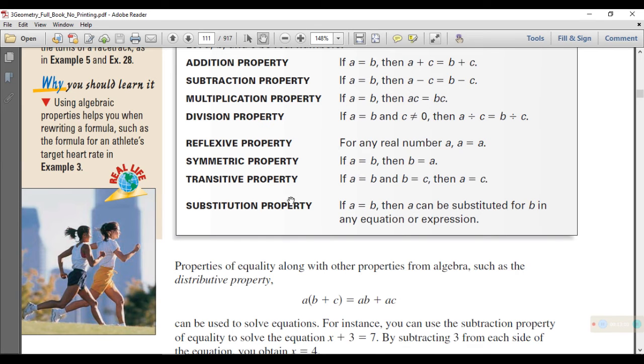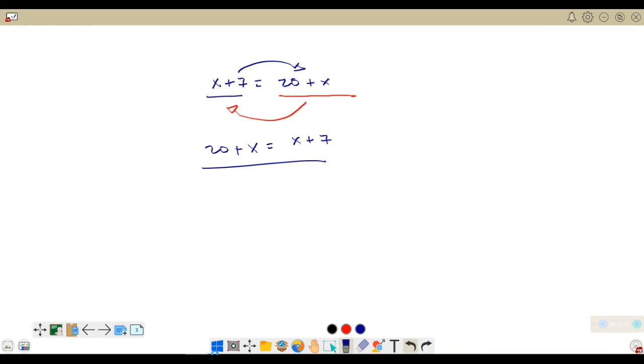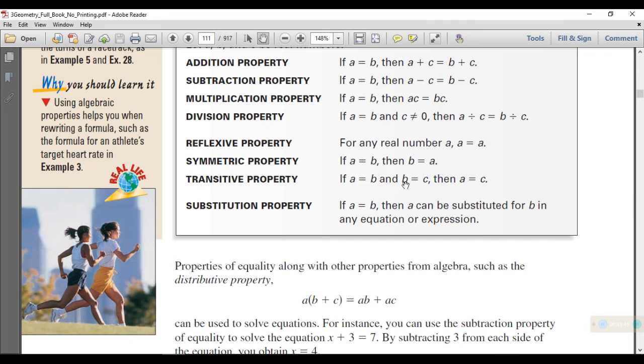Ito, maganda to. So, for transitive property of equality, para ka lang may middleman. So, for example, if A is equal to B and B is equal to C, then A is equal to C. For example, you have A is equal to 5 and 5 is equal to B. Then, magkakaroon tayo ng idea that A is equal to B. Okay? Meron tayong common na number, 5, or in this case, C, that is equal to both values A and B.